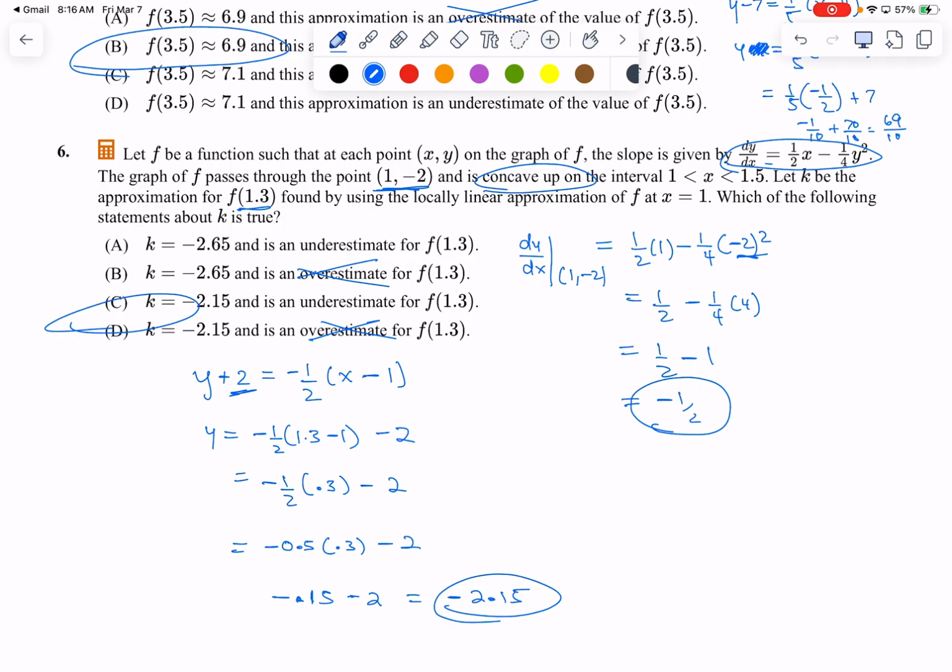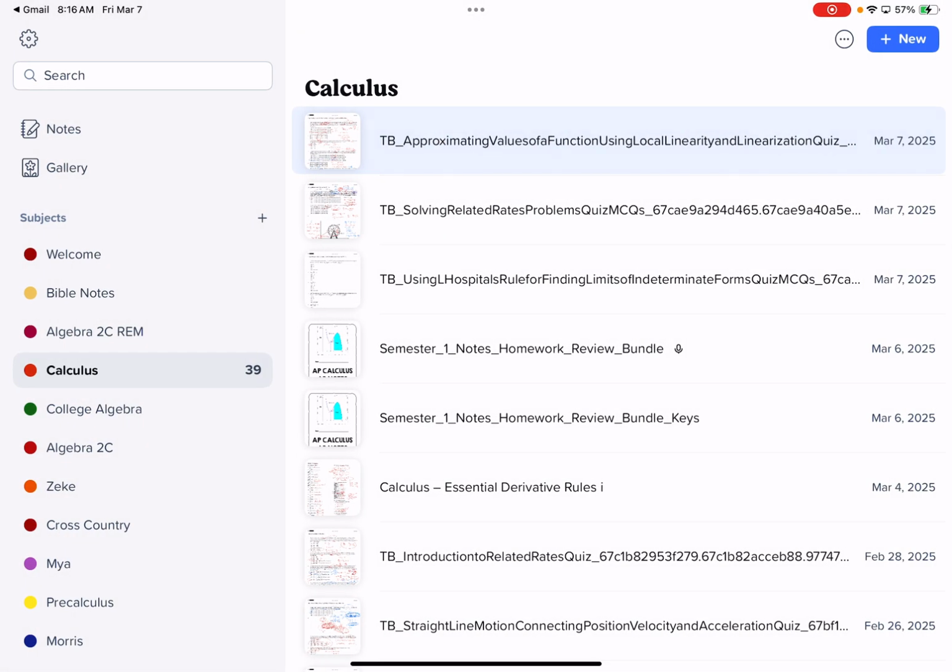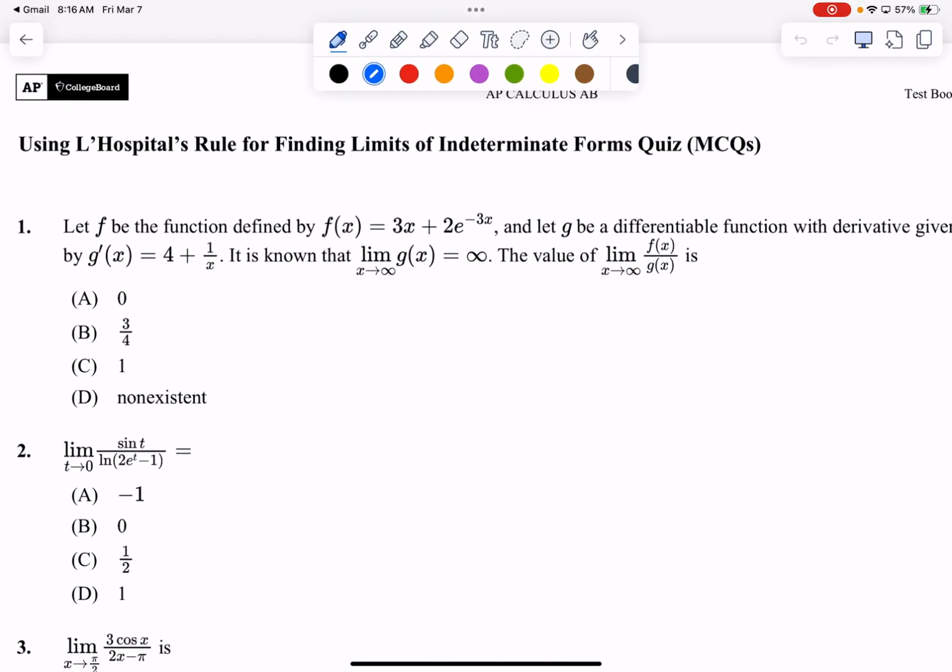I do have time to do L'Hopital's. That was fast. Way faster than that related rate crap. Okay, L'Hopital will be easy. You guys will be able to help me with this.